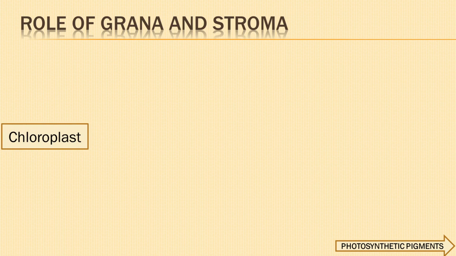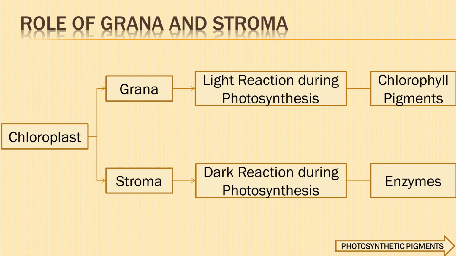In short, the chloroplast has two important structures, namely grana and stroma. Grana is the site of light reaction during photosynthesis since it contains many chlorophyll pigments, and dark reaction during photosynthesis takes place in the stroma, which is rich in enzymes. Chloroplasts trap the solar energy which is used for manufacturing the food and is popularly known as the kitchen of the cell.